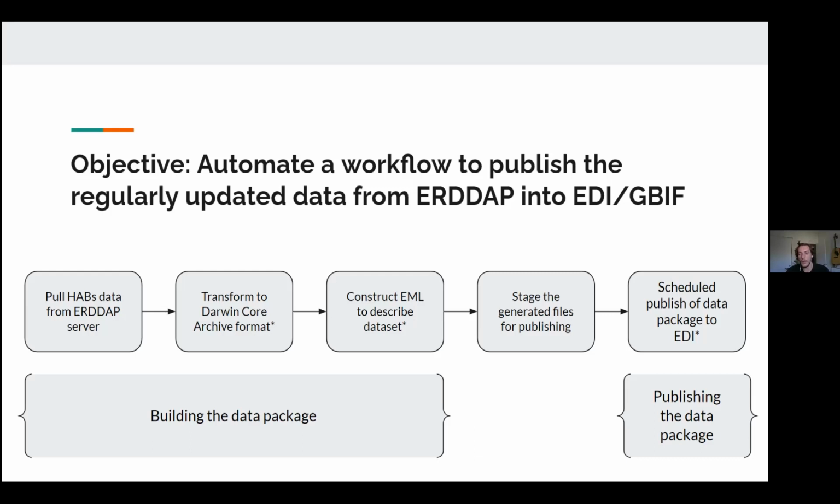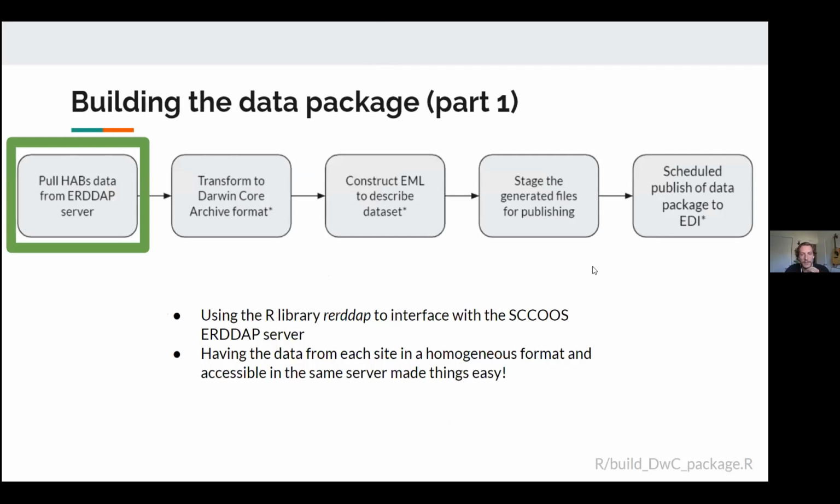Currently, the workflow is only implemented to publish into EDI, where Margaret and I are both similarly aligned that we'd like to figure out programmatic publishing into GBIF, but we're not quite there yet. So anyway, I want to step through each stage of this workflow, starting with the first part of building the data package, which is just to pull the HABs data from the ERDDAP server.